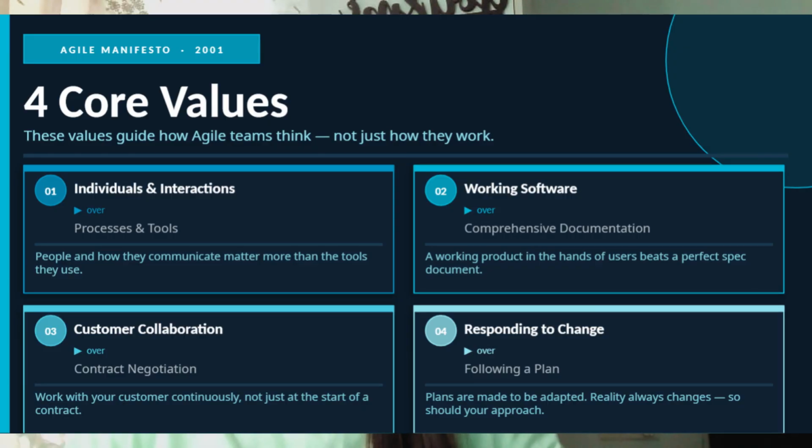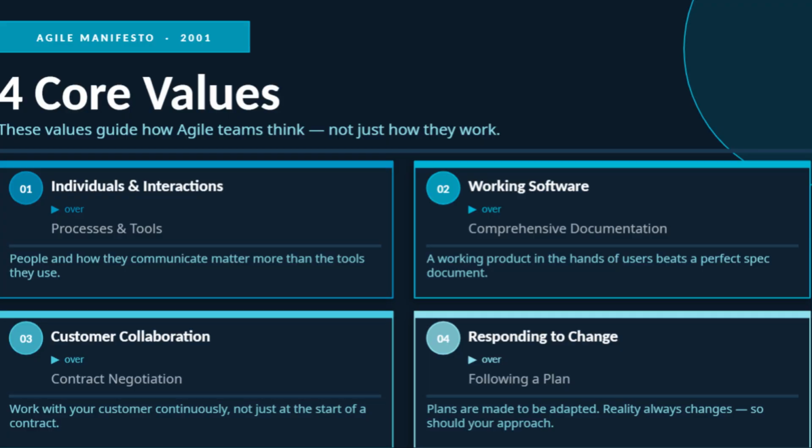The Agile Manifesto gives us four core values, and I'm sure each one of you might have heard or read about these values somewhere. First, individuals and interactions over processes and tools. Second, working software over comprehensive documentation. Third, customer collaboration over contract negotiation. Fourth, responding to change over following a plan. Notice it says over, not instead of. Agile doesn't throw plans out of the window. It just says be ready to adapt when reality changes because it always does.